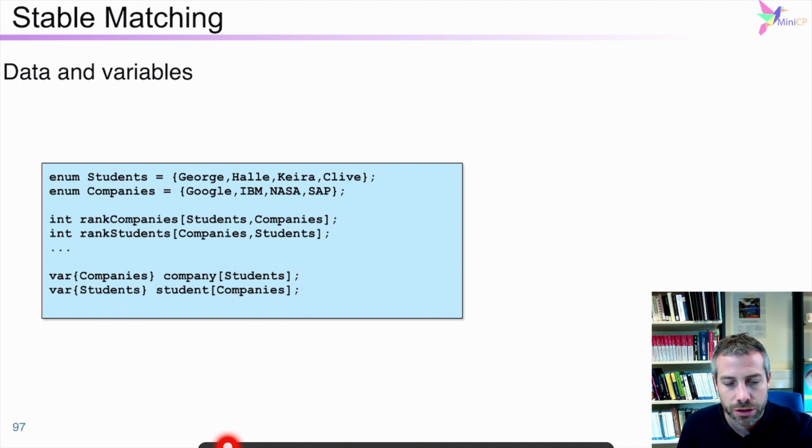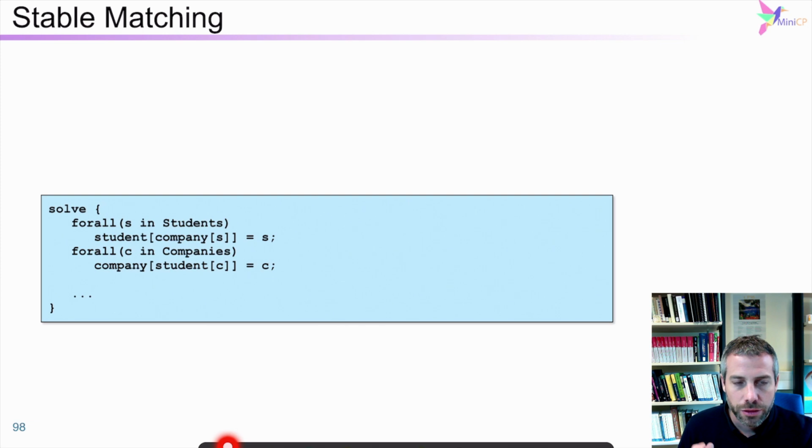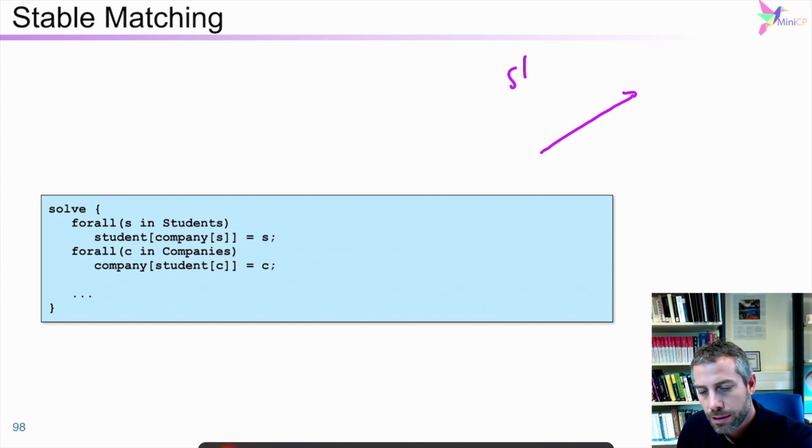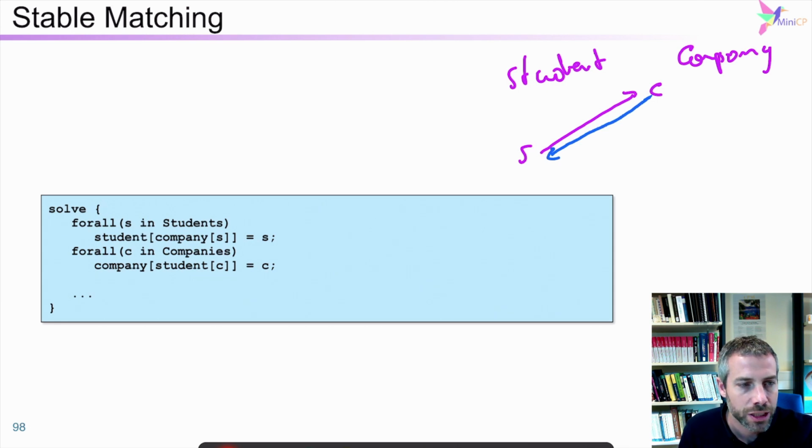Okay, so that's the decision variables of our problem. The first constraint that we will enforce in our model is a consistency rule to make sure that the arrows are reciprocal in the matching. So if the student S receives some company, then that company must also receive the same student. If you have a student S receiving the company C, then we also make sure that the company C receives exactly the same student in the other direction.